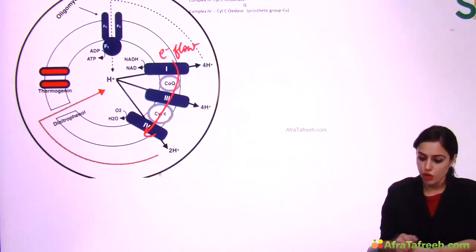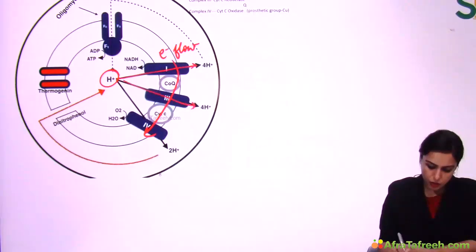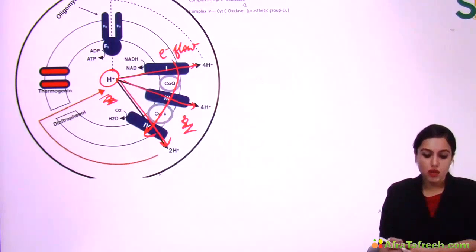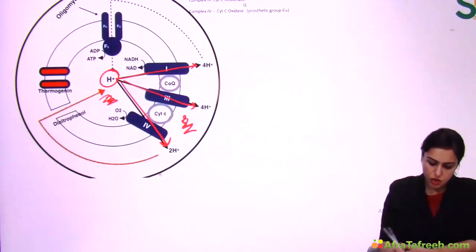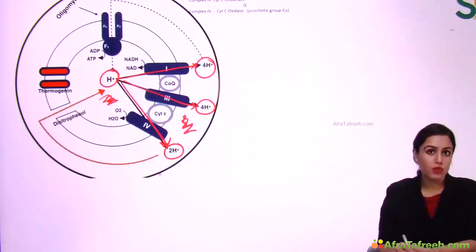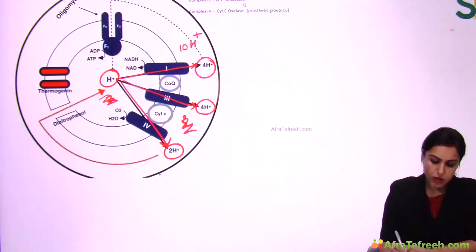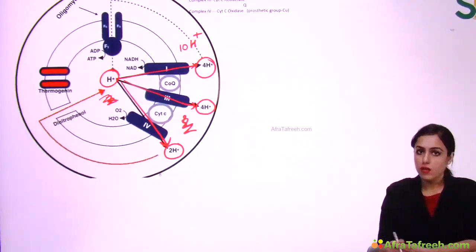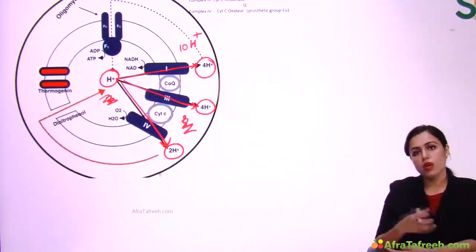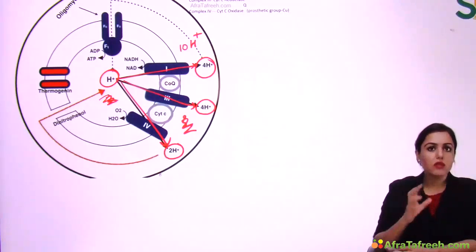Complex 1, 3 and 4 will be using this energy to do some work, and that work is throwing protons out. From where to where? From the matrix to the intermembrane space, right? Let's see how many protons are thrown out. Complex 1 is throwing 4 protons out. Complex 3 is throwing 4 protons out. Complex 4 is throwing 2 protons out. So the total is 4, 4, 2. Total is 10 protons coming from one NADH, right? Now, I repeat, using the energy of electron flow, protons are coming out from the matrix into the intermembrane space. So now we are concerned with protons here.